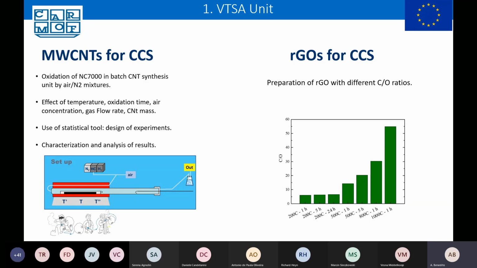The same we have done for the reduced graphene oxide for CCS. Our partner Avalix has worked in the preparation of different reduced graphene oxides with different carbon-oxygen ratios until we reached a good material able to achieve the CO2 capture or CO2 absorption performance that we are looking for.